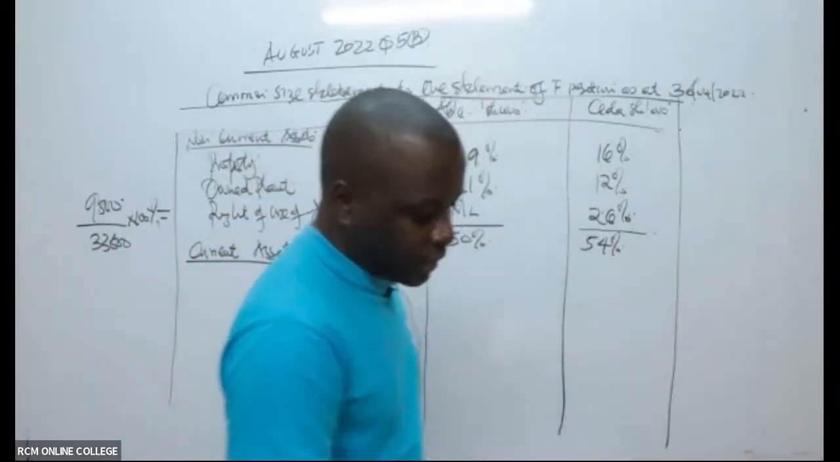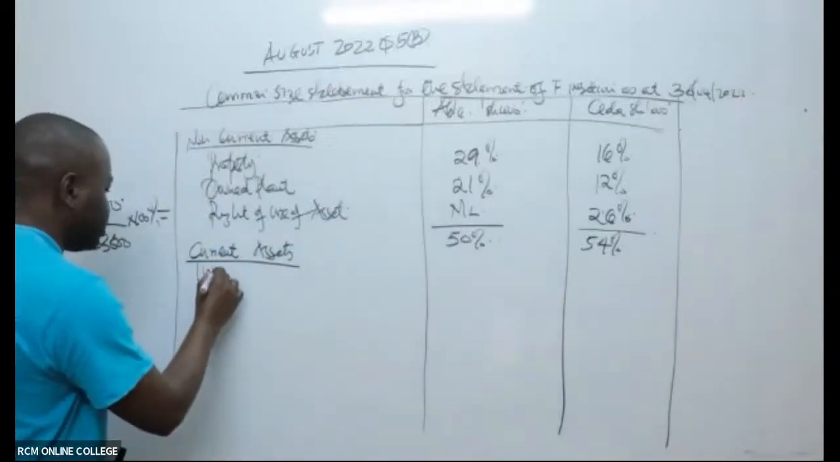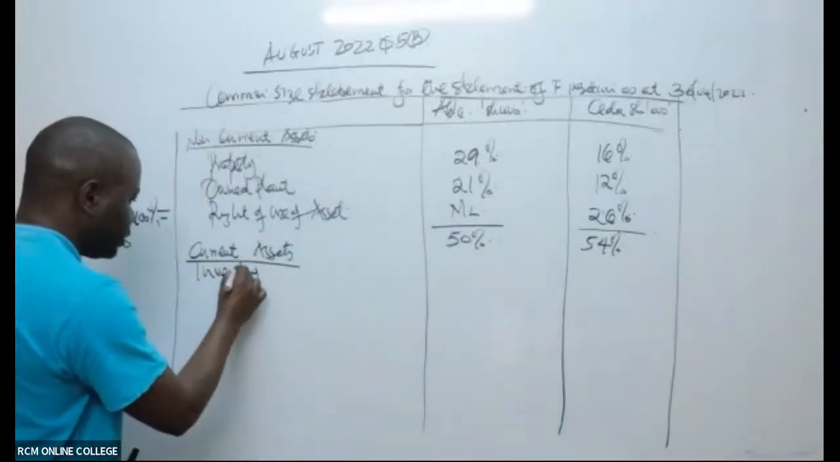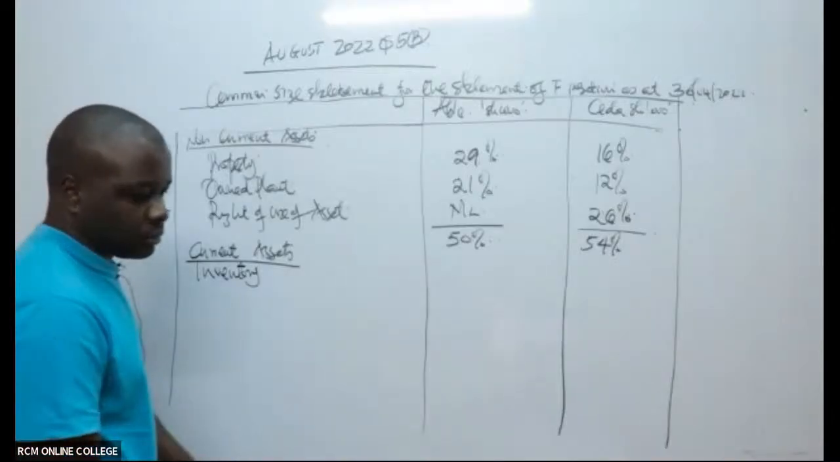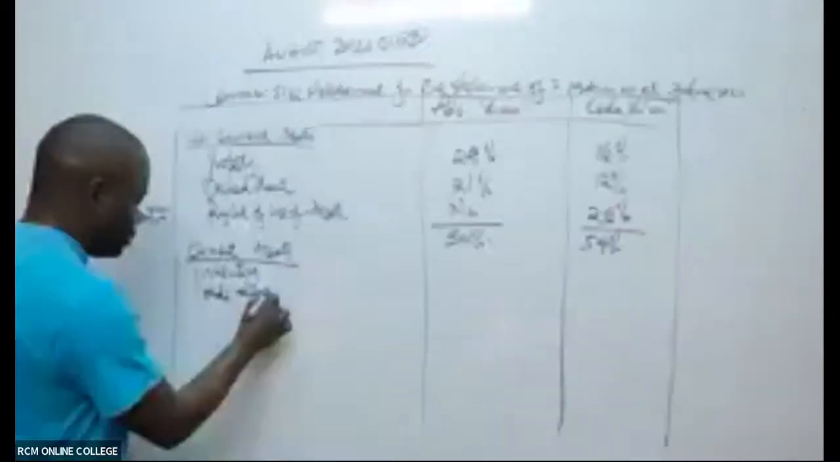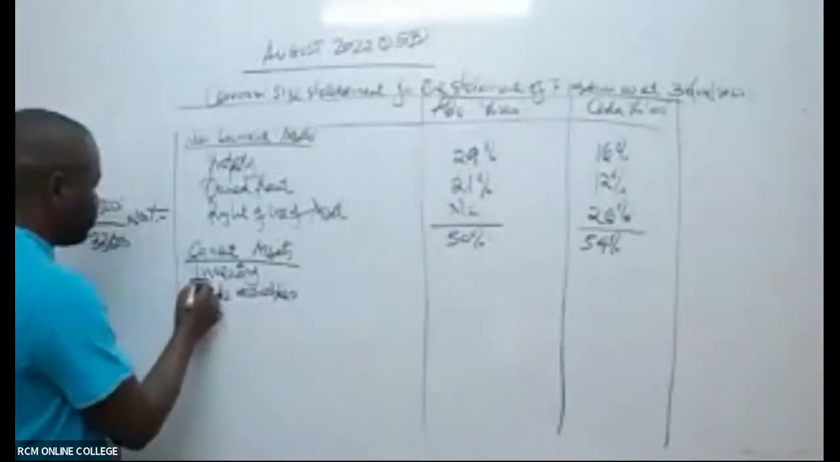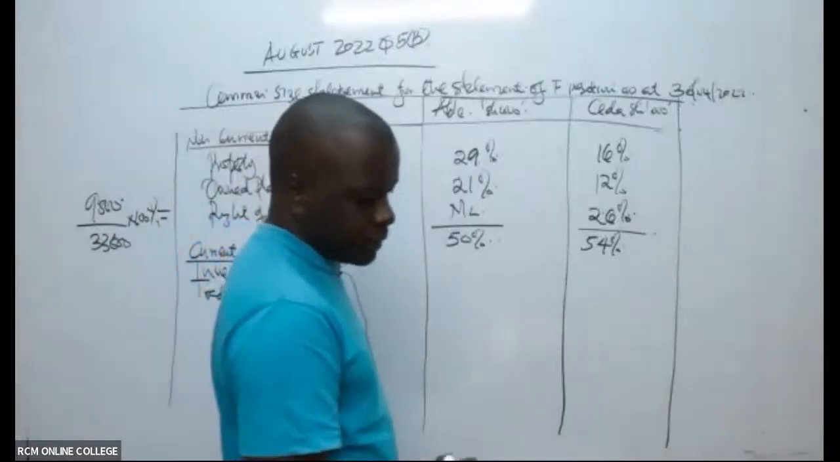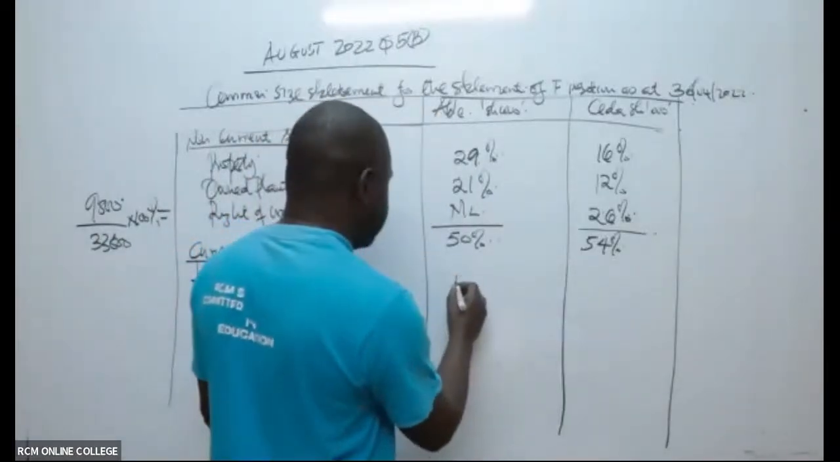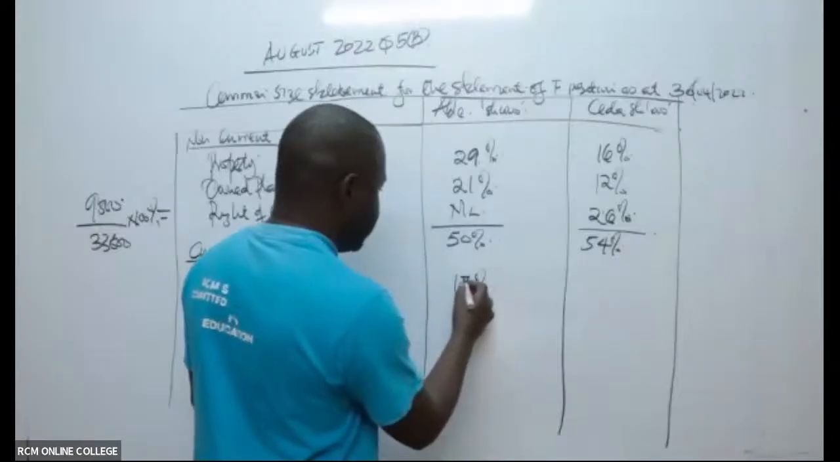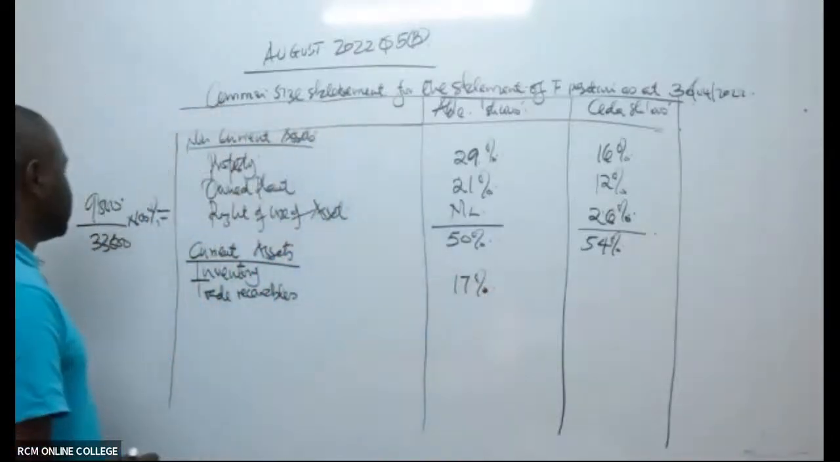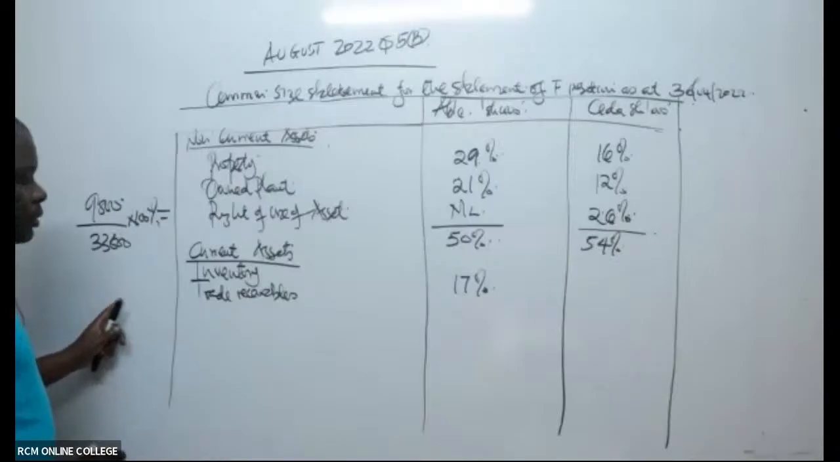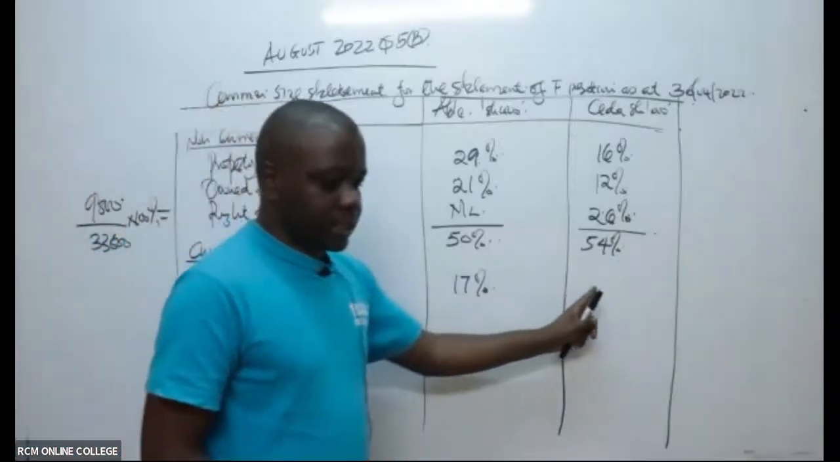So in the current assets, you have inventory. Inventory is which percent? Then you have trade receivables. Inventory is 16.7%, so if you round off to a whole figure, that is 17%. What about for SEDA?